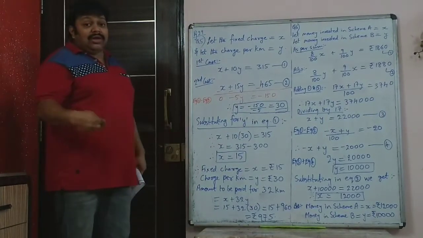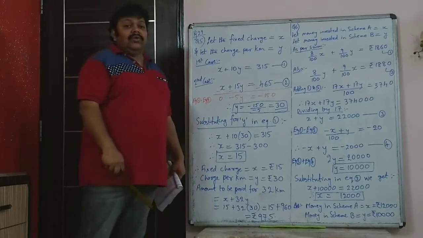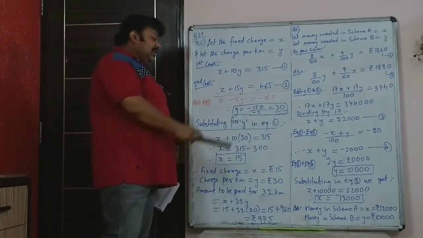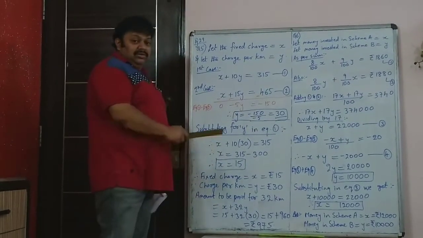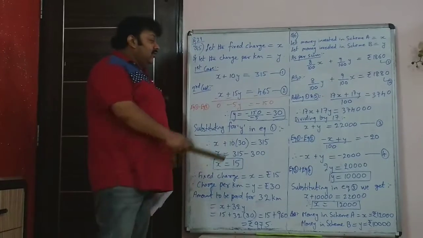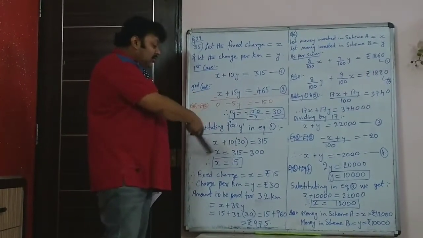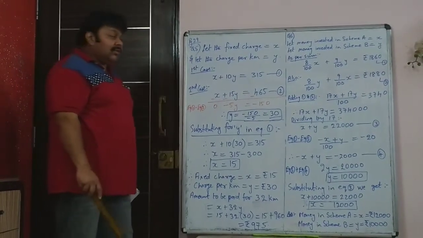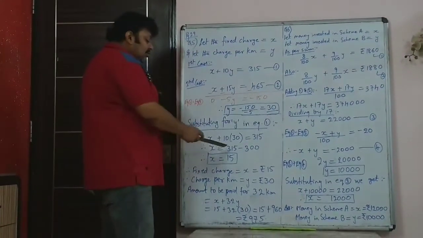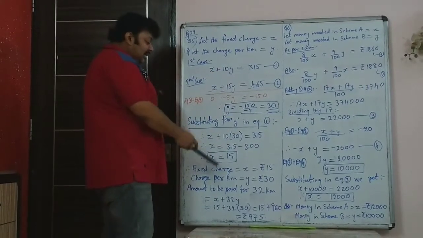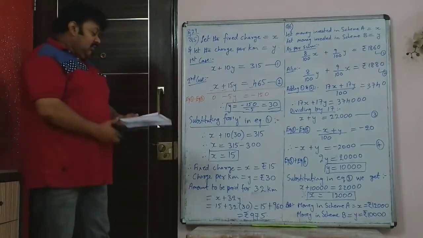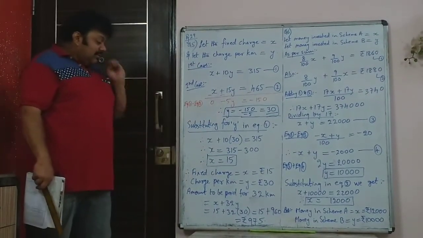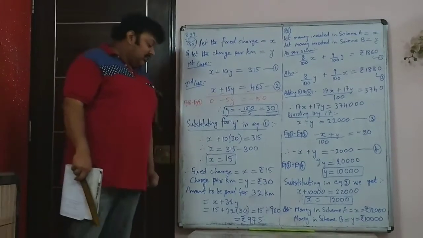So for every extra kilometer that you travel, you will have to pay rupees 30. So 10 times 30, that is 300, plus the fixed charge has to be paid if you were traveling 10 kilometers. So once you have got Y, you substitute it in any equation, you will get X, that is 15. So the fixed charge is X, that is rupees 15, and the charge per kilometer is Y, that is rupees 30.